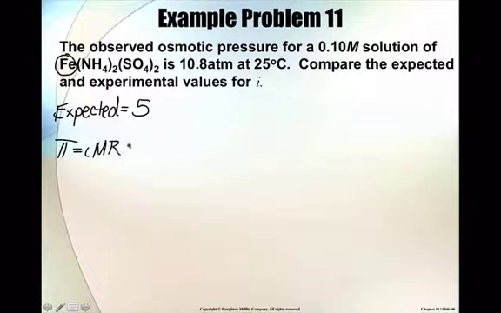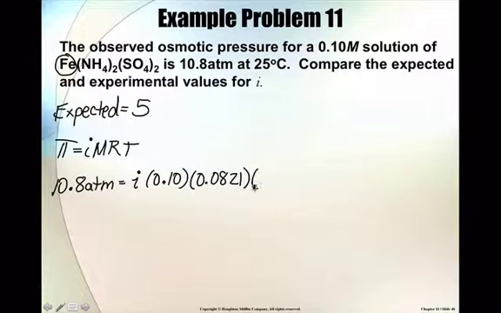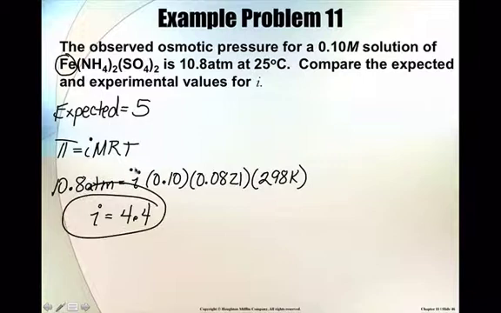So we're going to use this formula, and hopefully they gave me all the information I need because they're asking me to solve for i here. The osmotic pressure is 10.8 atmospheres, and it's in atmospheres, so that's good. I don't have to do any converting there. I'm looking for i. The molarity is 0.1. My gas constant doesn't change. And then I need to just make sure that temperature is in Kelvin. So I take all those values, and when I solve for i I end up with 4.4. So in fact, the Van't Hoff factor is lower than what would be expected, probably because of ion pairing.